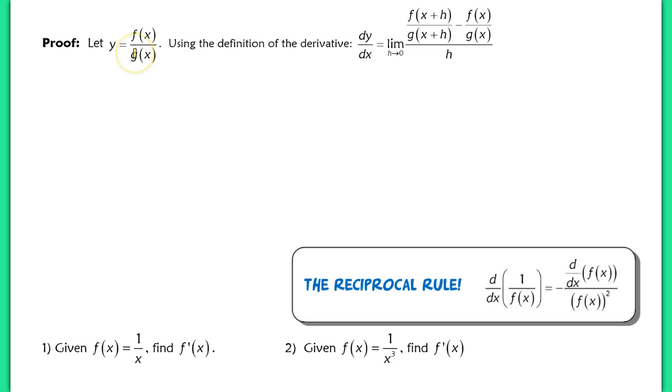Now, by the definition of the derivative, we can say that the derivative of y with respect to x is the limit as h approaches 0 of f of x plus h over g of x plus h minus f of x over g of x, all over h.